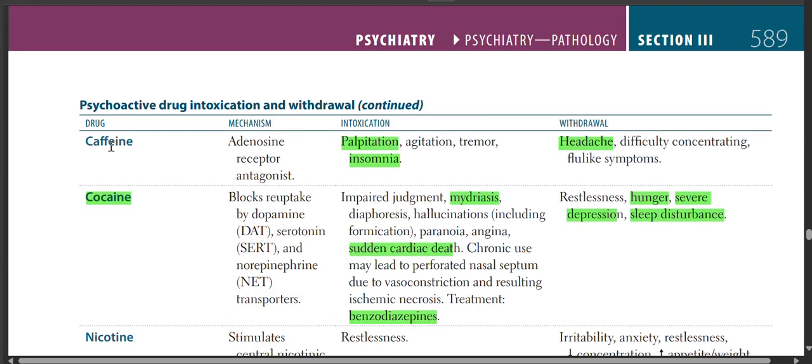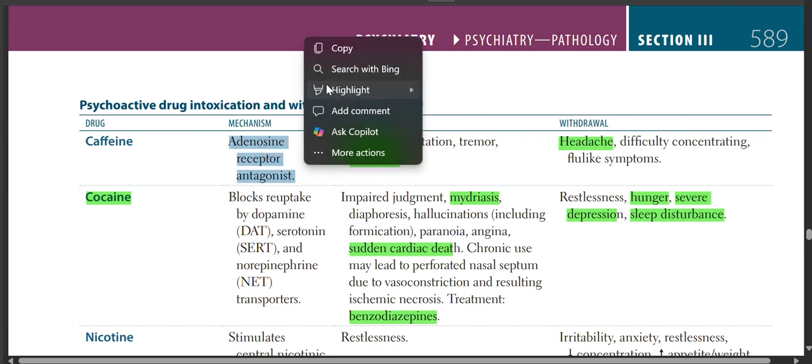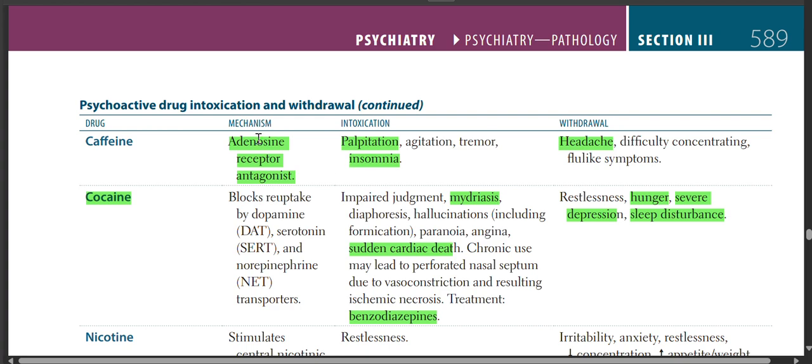Okay. Caffeine is present in coffee and tea, so we drink it. And this is actually an adenosine receptor antagonist. Now, this is very important to remember because sometimes the USMLE will give you a caffeine question and tell you that the mechanism of action for caffeine is adenosine receptor antagonist, and they might ask you which asthma medication can also block the adenosine receptor. So, what do you guys think? Which asthma medication can block the adenosine receptor?